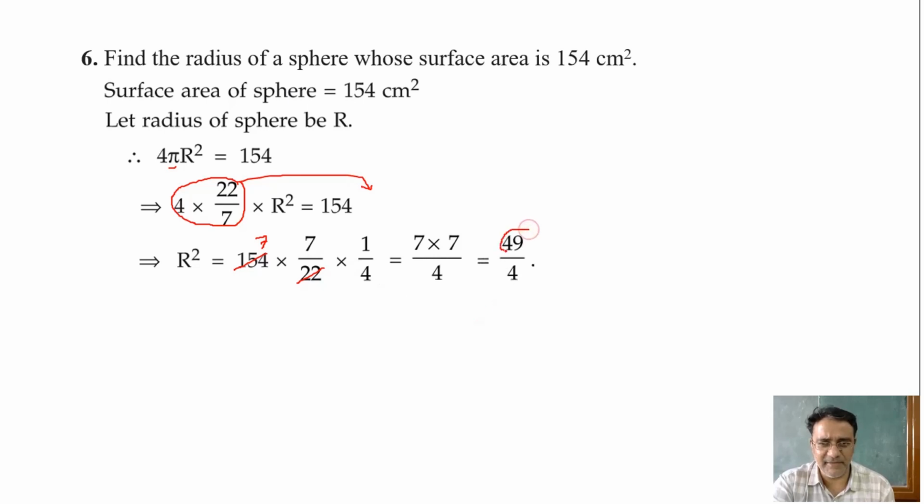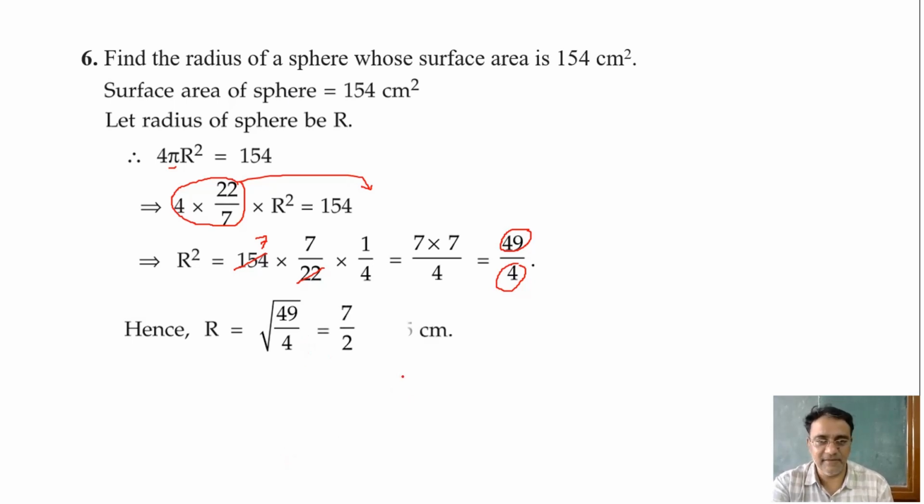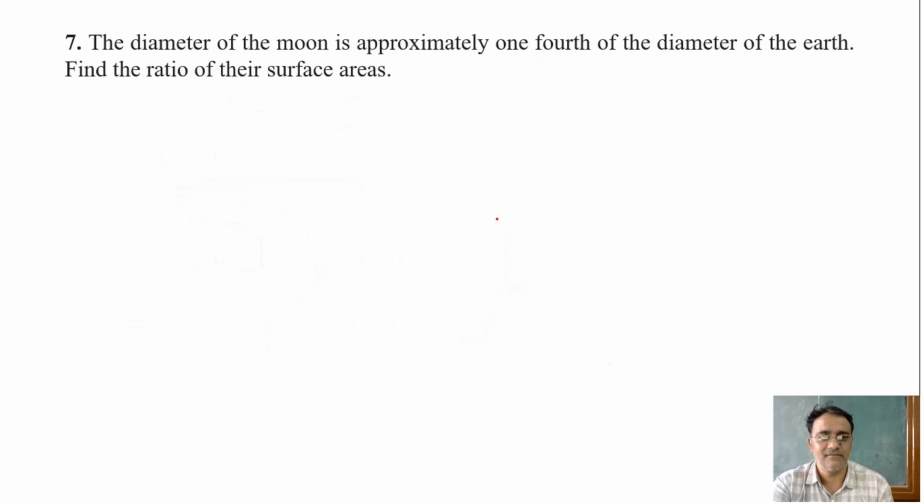Okay, 49 is a perfect square. 4 is also a perfect square. So, it is very easy to take square root. So, what is the answer? 7 by 2. Right, very good. 7 by 2, that is 3.5 centimeter. Any doubt in this question? No, sir. Okay.